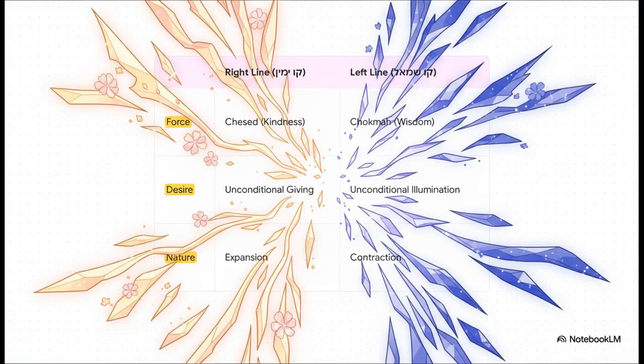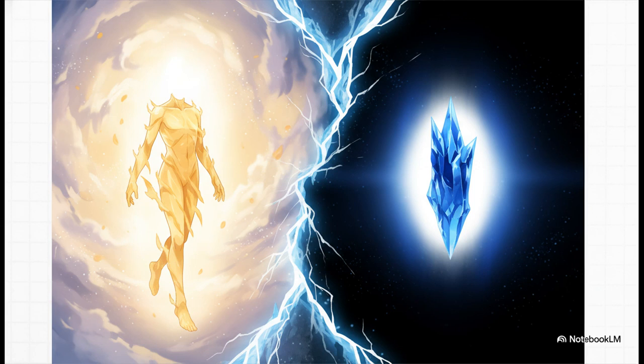So you might be asking, where does all this tension come from? Well, the mystics explain it's a fundamental clash between two primordial forces. On one side, you've got the right line, the force of Chesed, or kindness. It's all about giving and expanding unconditionally. On the other side, you've got the left line, the force of Gevurah, or severity and judgment. This is all about pure, unfiltered wisdom, which is a force of contraction and definition. In their raw states, these two are completely at odds. Each one wants to dominate reality and cancel the other one out. And here's the crucial point. This conflict results in a total cosmic stalemate. Nothing can happen. Neither force can function properly.